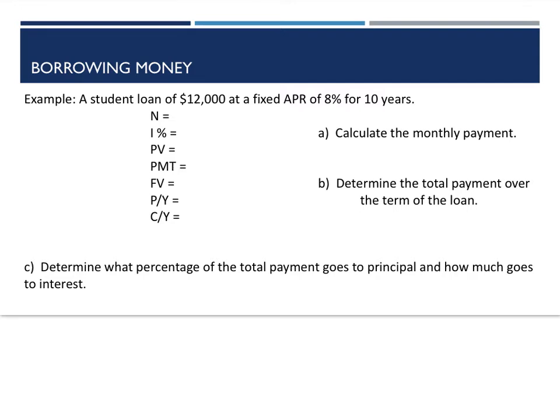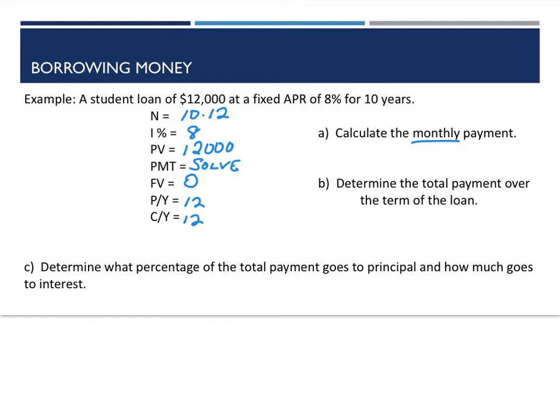Student loan of $12,000. That's how much we borrowed at the beginning. So $12,000, a positive present value. We have an APR of 8% for 10 years, and we want to find monthly payments. So monthly payments means 12 down at the bottom and times 12 at the top. This time we know the future value. We don't want to quit paying for our loan until it's paid off, and we're solving for payments.